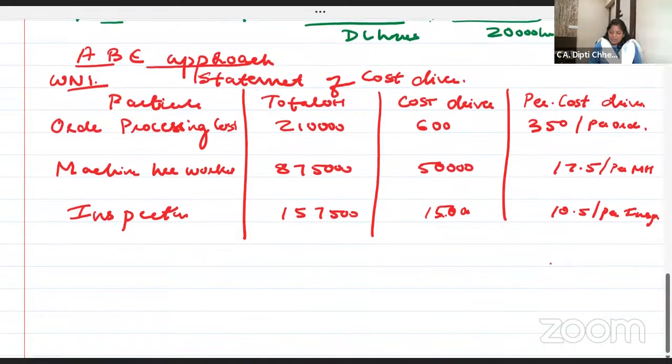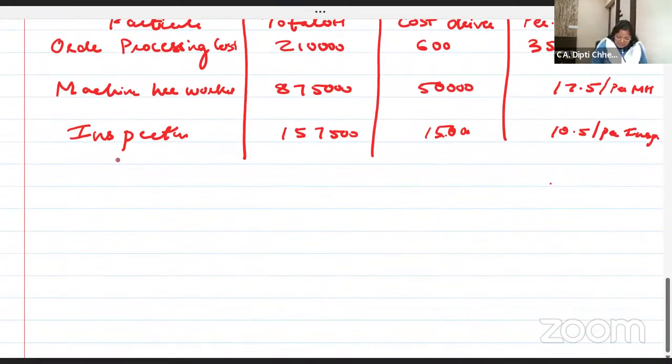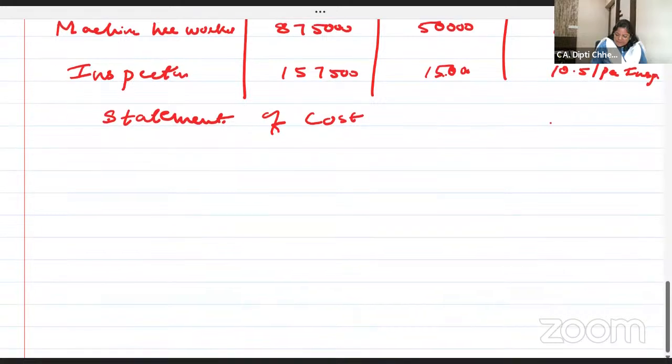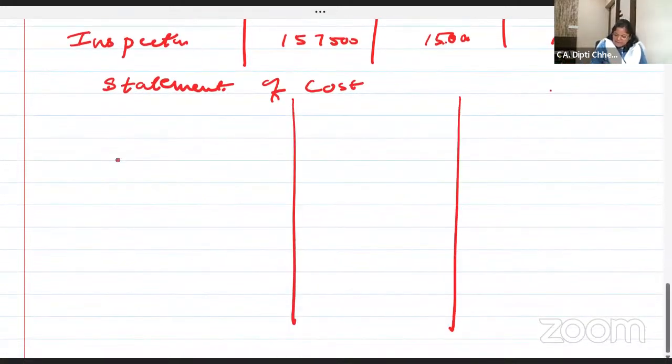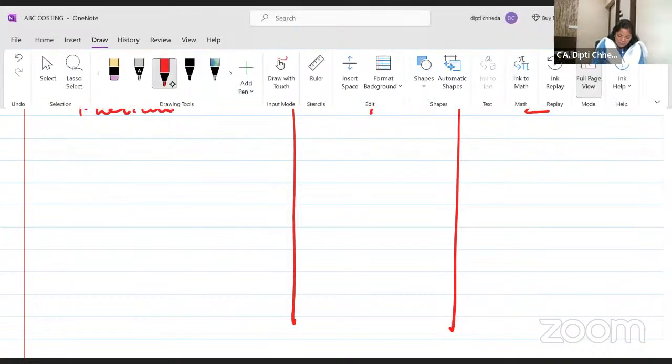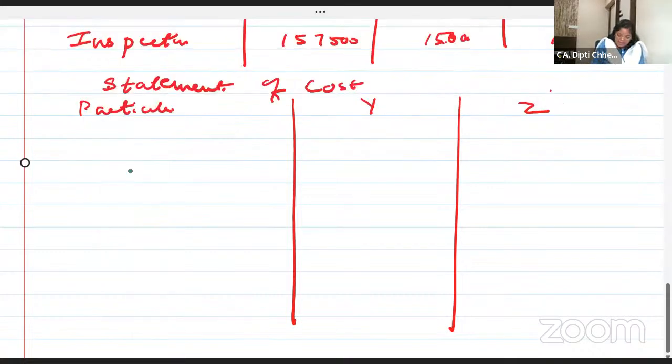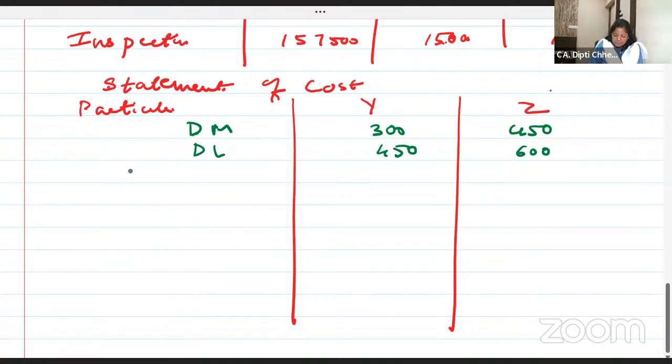That's scoring. Working note 1 is clear. Now chalo, we'll prepare the statement of cost. Main answer. As per ABC. Statement of cost. As per ABC. What equipment you are making? Y and Z. Okay. And particulars. Chalo. Let us start now. The first thing. Can we copy the first very fast? I'm doing it a little fast because this is already given per unit. Direct material, direct labor.